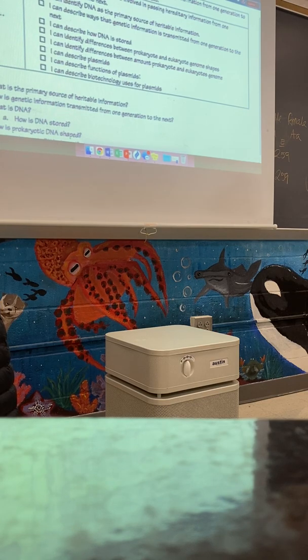I can describe the structures involved in passing hereditary information from one generation to the next. That's DNA replication, that's understanding meiosis, et cetera, et cetera. I can identify DNA as the primary source of heritable information. I hope so. I can describe the way genetic information is transmitted from one to the next, same thing. I can describe how DNA is stored. That's talking about chromatin, heterochromatin, euchromatin. That's talking about the histones that DNA wraps around. That is talking about the ways they wrap around it.